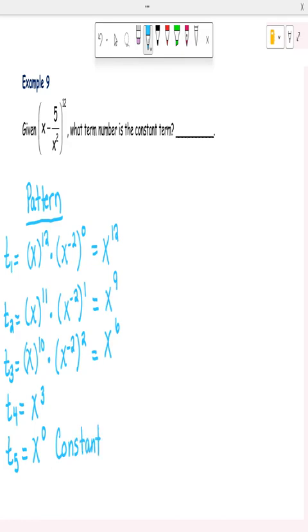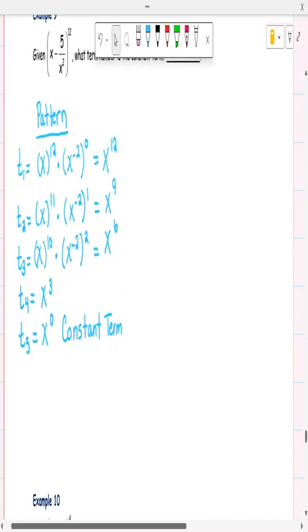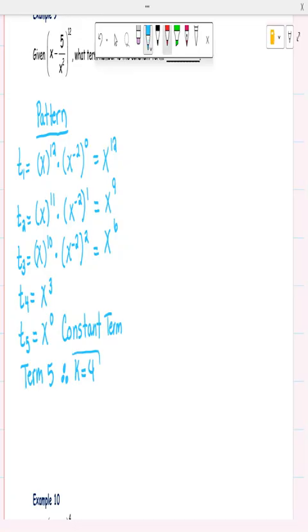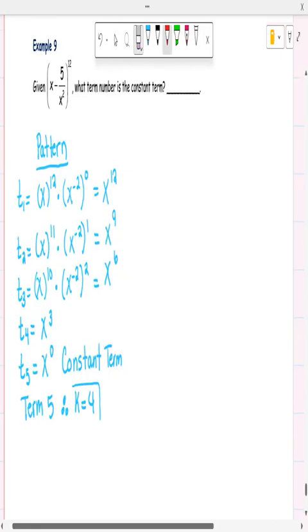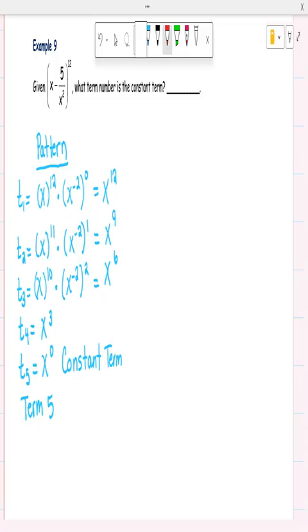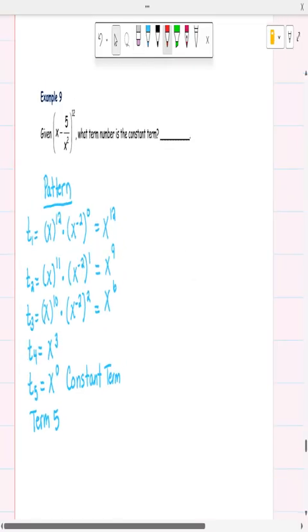Right, so our constant term is term 5. So therefore, k equals 4. Oh, never mind. This one's asking for what? What term number? Never mind. We don't even need k. Right, so the constant term is term 5. So not our k value.